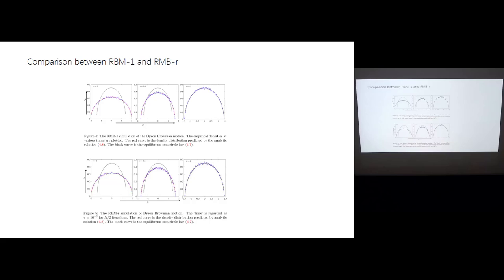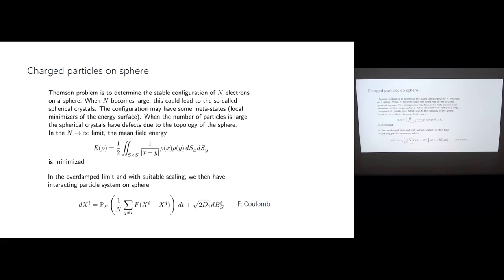Well, charged particles on a sphere is this classical Thomson's problem, where you try to determine the positions of n electrons on a sphere. All right? And n is very large. This is something called spherical crystals, and as n goes to infinity, you get a distribution of particles, which is the minimizer of this energy. But this kernel comes from the Coulomb interaction.